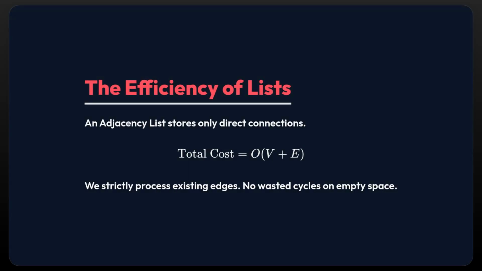In contrast, the adjacency list is like having a contact list on your phone. To call your friends, you simply iterate through the list. You don't dial every possible phone number in existence to see who picks up. Because we only process edges that actually exist, the total work for the entire algorithm drops to big O of V plus E. For large, sparse networks like the web or Facebook, this is the only viable option.